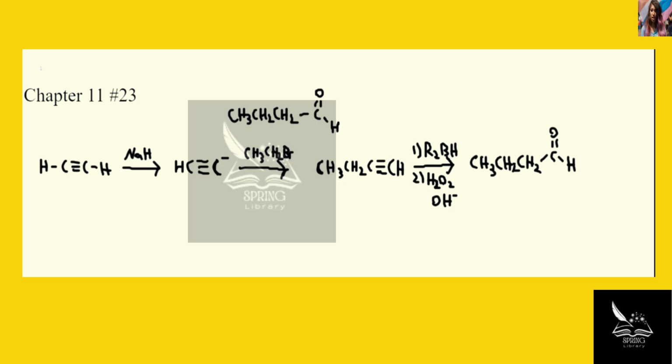And then remember that we can get our terminal alkyne and link our two carbon subunits together by taking advantage of the reaction of an acetylide ion with ethyl bromide. And that's the answer to Chapter 11, problem number 23.